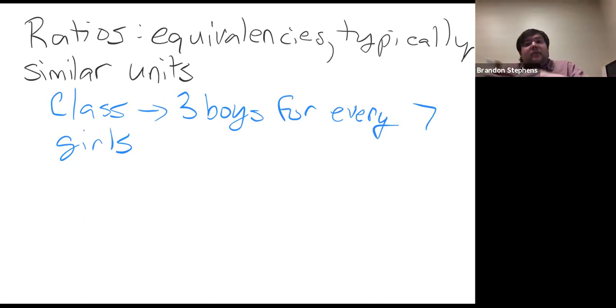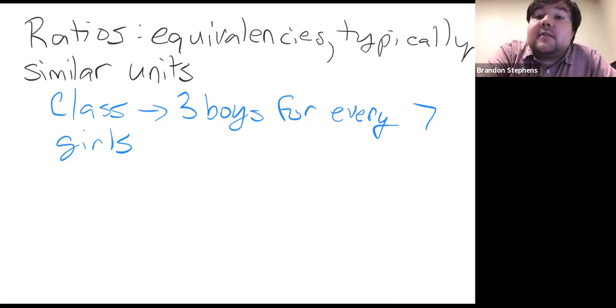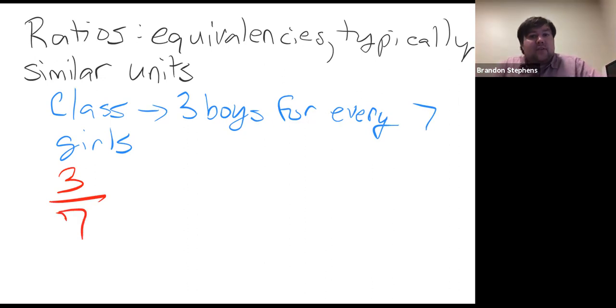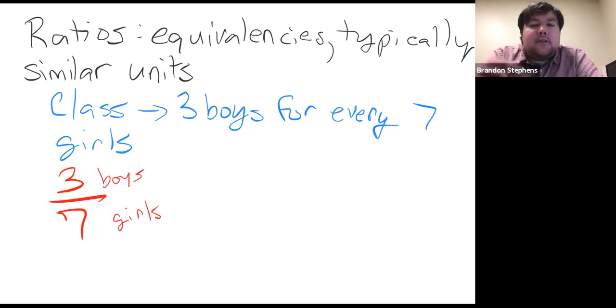And there's a couple different ways that we can present it. One way, obviously, is with fractions. So we can write this as 3/7. And here we can just talk about them as people, or we could just say boys and girls. Again, it's not technically the same units. Don't get too bogged down with that. It's still that ratio idea.